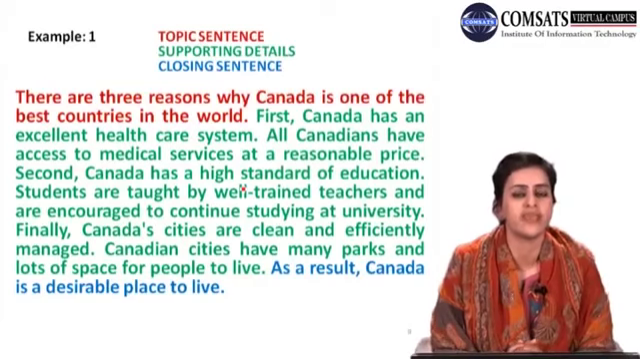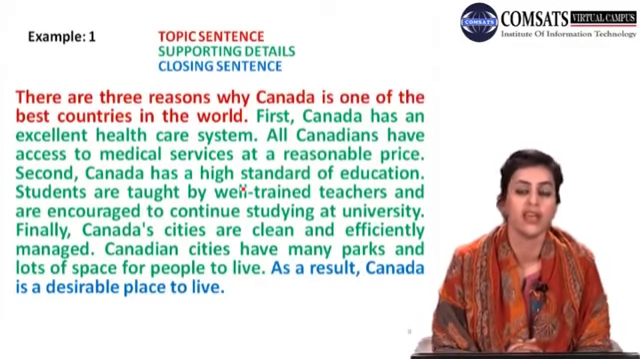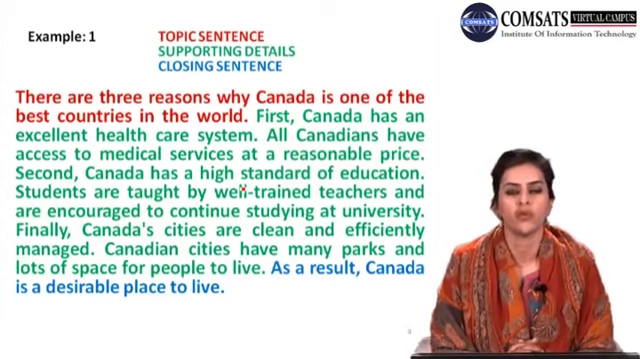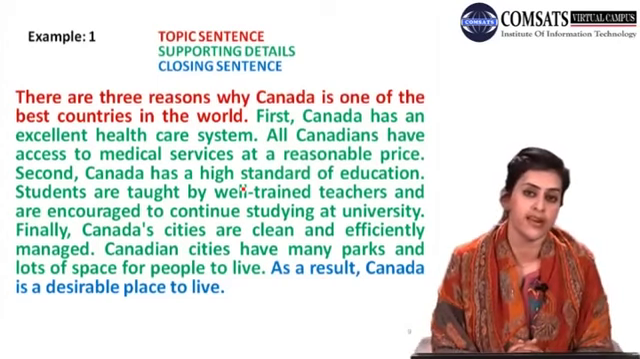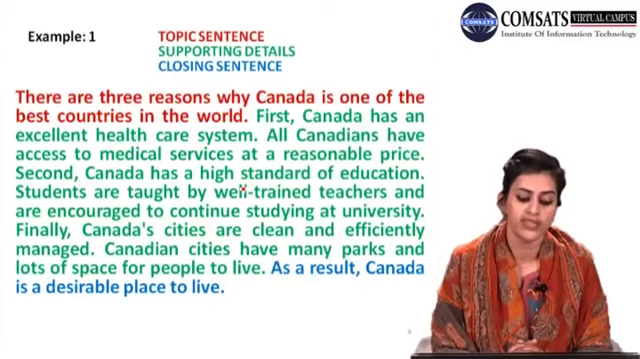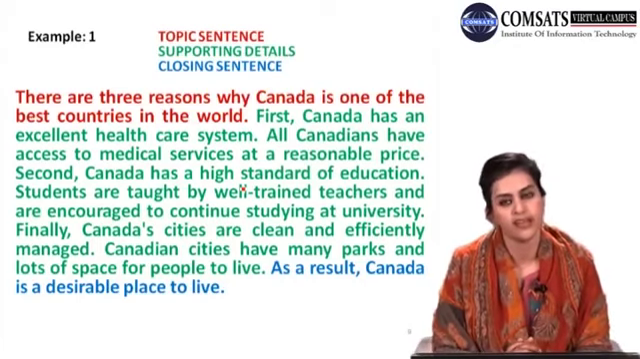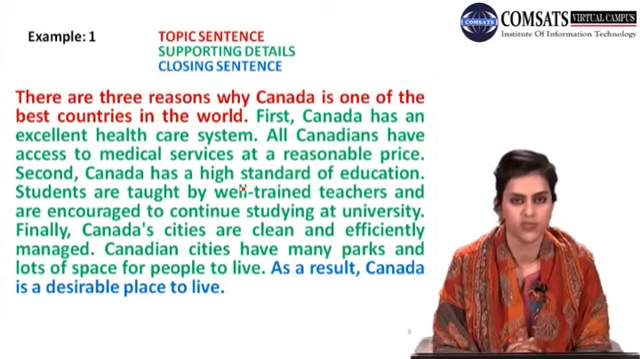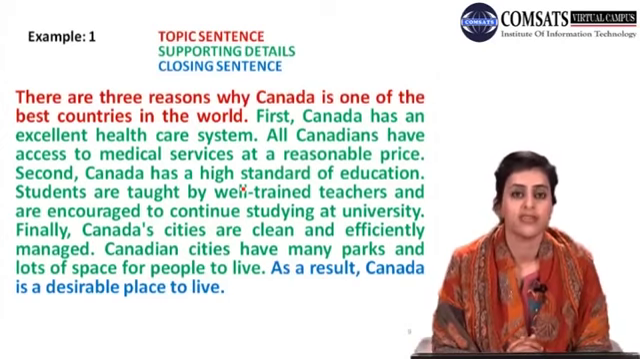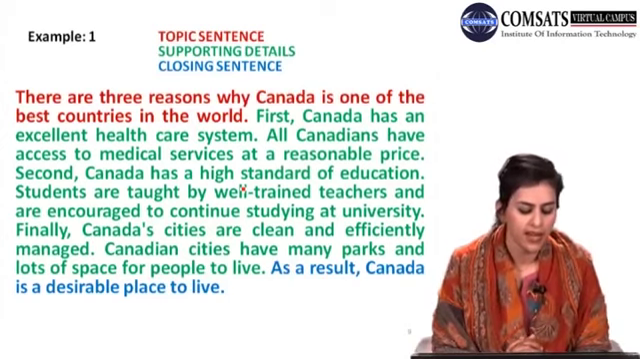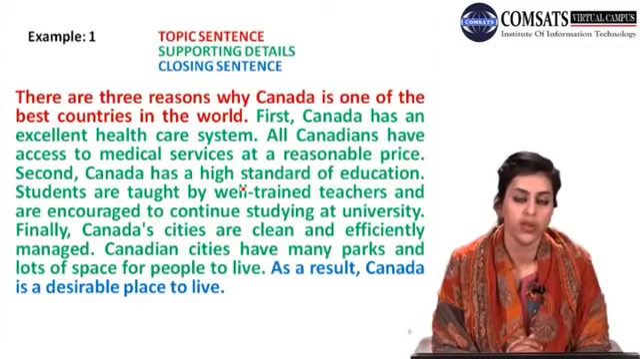Now 3 reasons are stated in the paragraph. These are what you call the supporting details. The topic sentence announced clearly that there are 3 reasons why Canada is one of the best countries in the world, and the 3 reasons are the medical facilities, the education, and the cleanliness and effective management. So as a result, Canada becomes a desirable place to live.